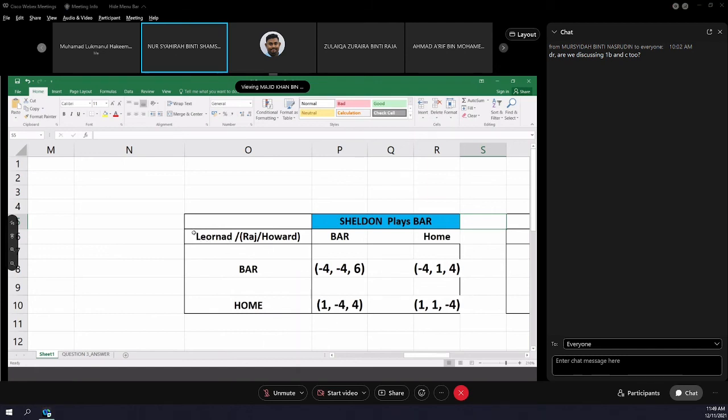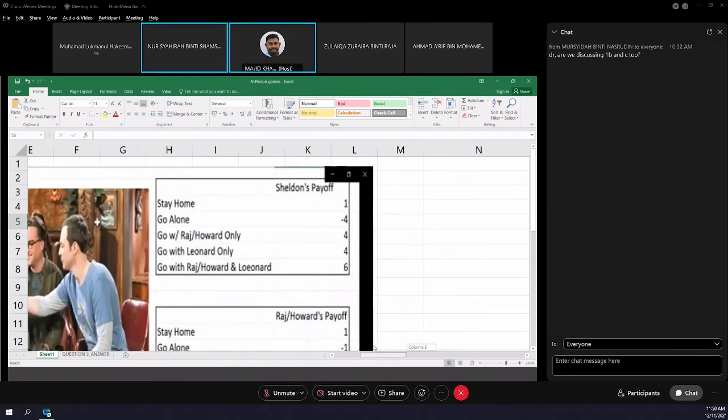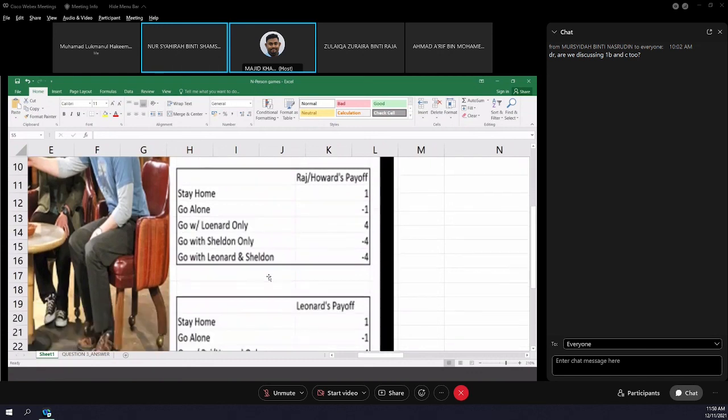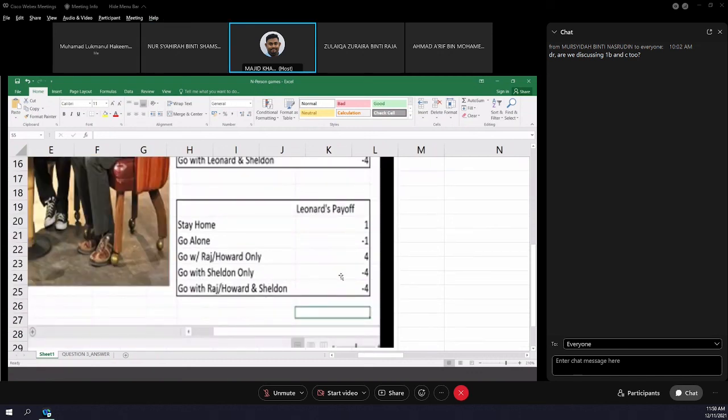Start from this one. The next one, went to bar. Who is going to the bar? Leonard is going to the bar. Okay, but who is there in the bar? Sheldon. So what will happen when Sheldon is in the bar? What happened to the payoff of Leonard? He is not happy, so there will be -4.